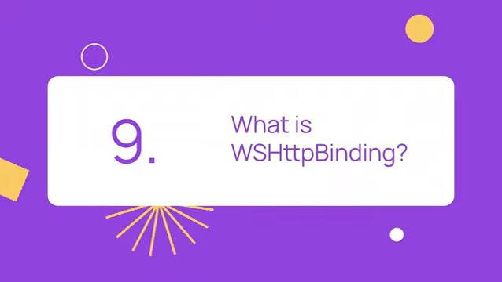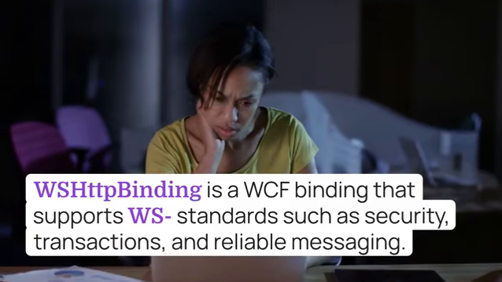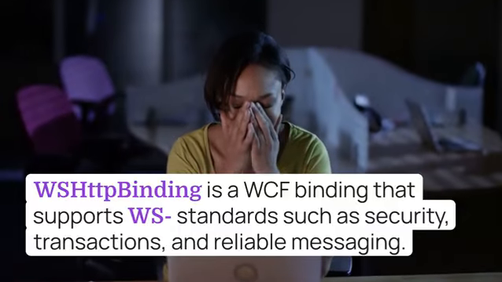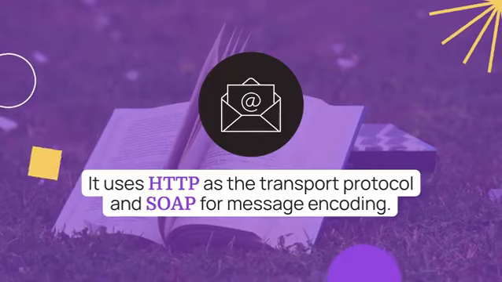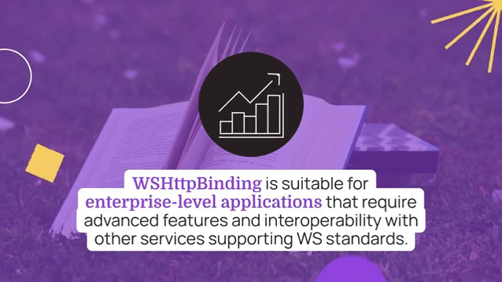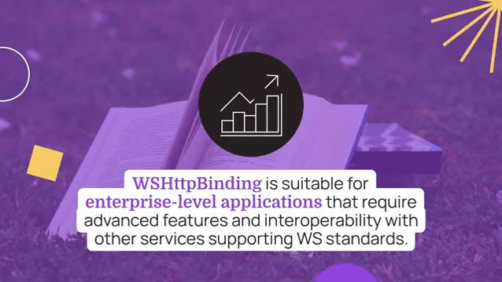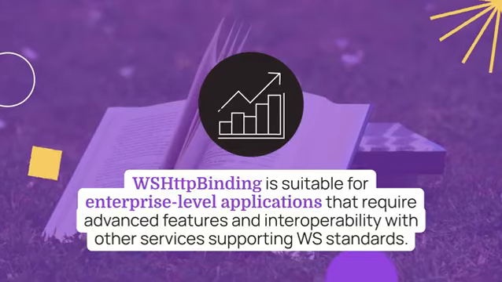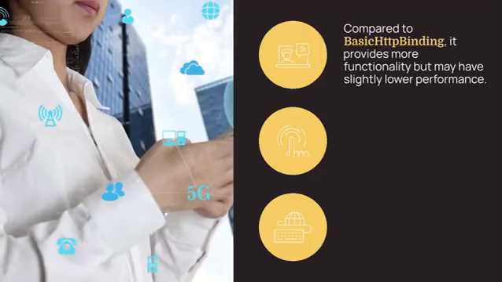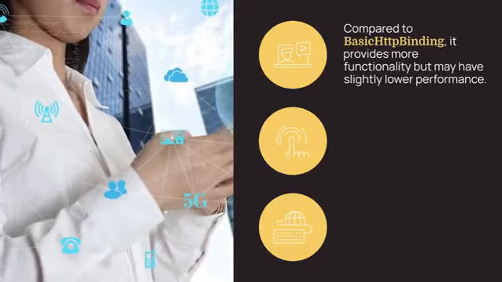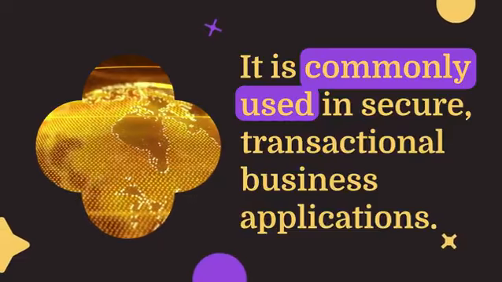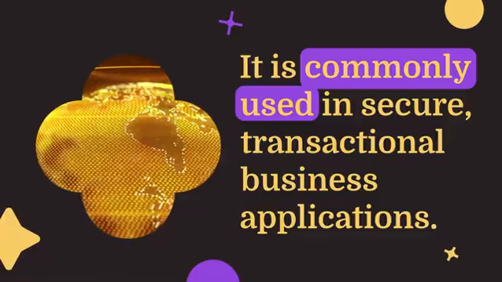9. What is WSHTTP binding? WSHTTP binding is a WCF binding that supports WS-* standards such as security, transactions, and reliable messaging. It uses HTTP as a transport protocol and SOAP for message encoding. WSHTTP binding is suitable for enterprise-level applications that require advanced features and interoperability with other services supporting WS standards. Compared to basic HTTP binding, it provides more functionality but may have slightly lower performance. It is commonly used in secure, transactional business applications.